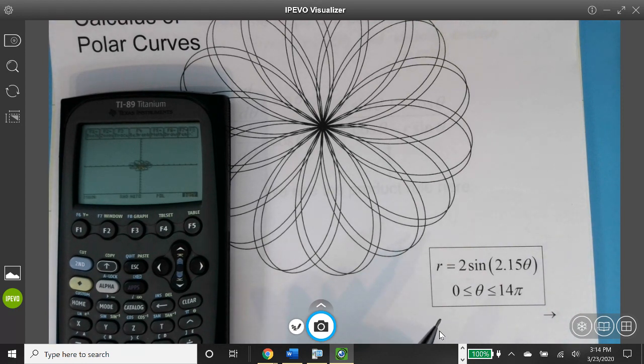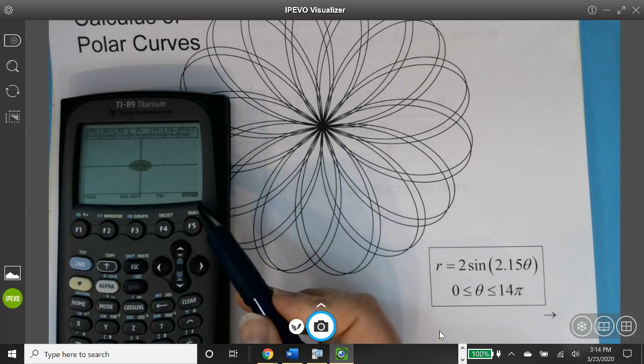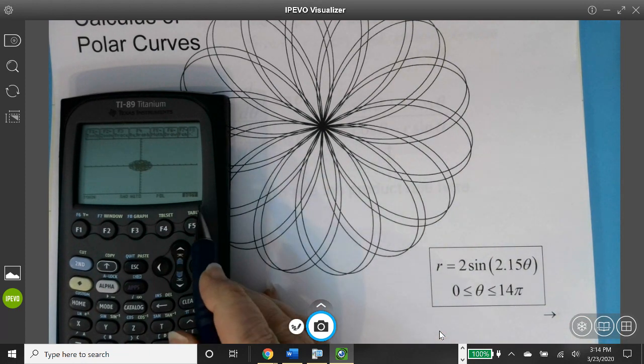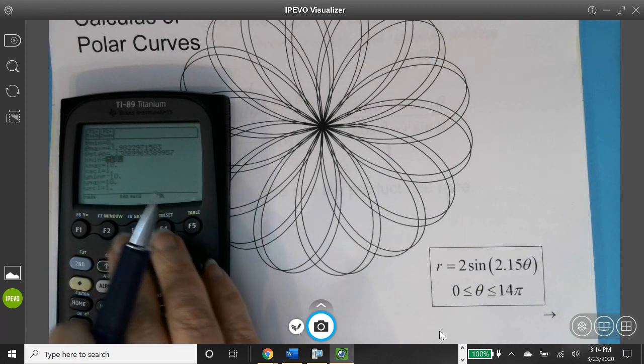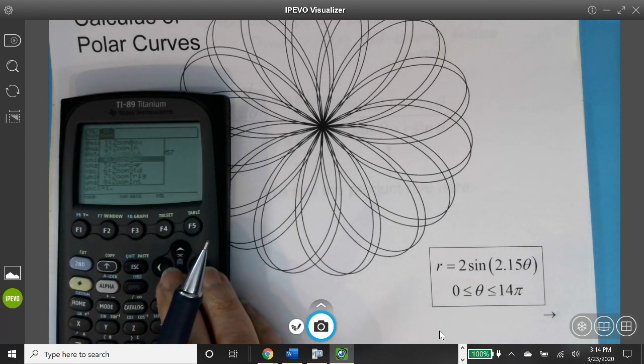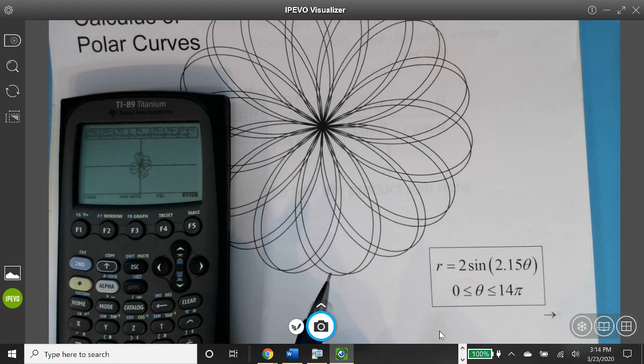Mine's pretty small. How about yours? Okay, so we're going to change the window. Mine's still busy because it's going all the way to 14 pi. Okay, diamond window. Let's change this to F2 zoom. I wonder if zoom trig will work. Makes it bigger. But we can probably do better.